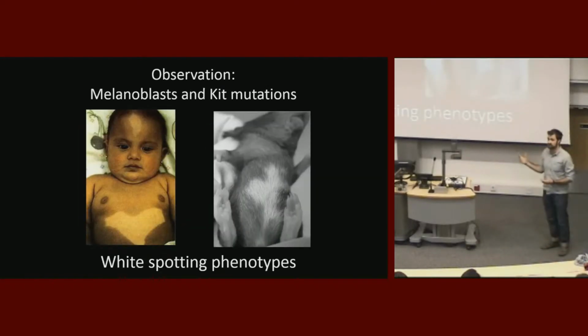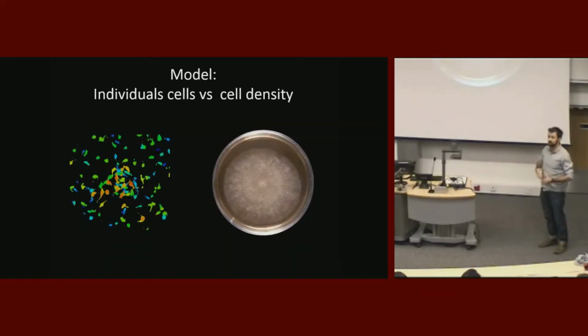I look at a subtype of neural crest cells called melanoblasts, which are responsible for the pigmentation in your hair and in your skin. If you have a mutation in the gene called KIT, ironically for me, the melanoblasts don't make it round to the front of the embryo from the back, and you get these white belly spots in humans and in mice. So we try to build different models of this mathematically.